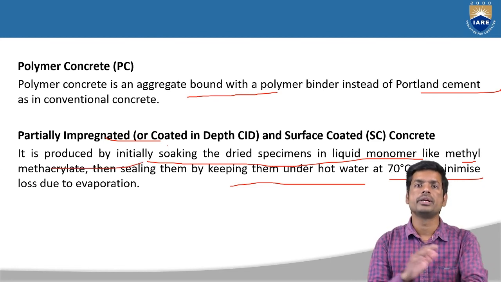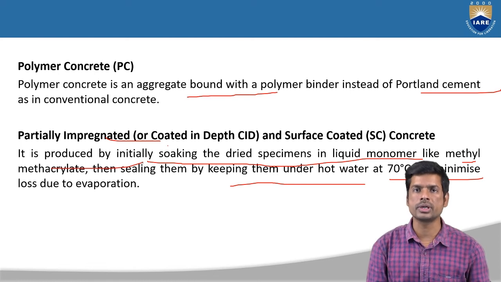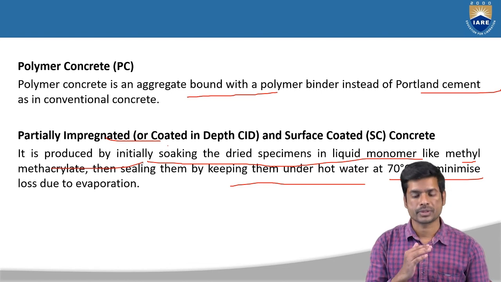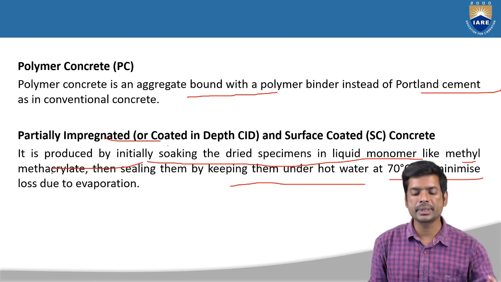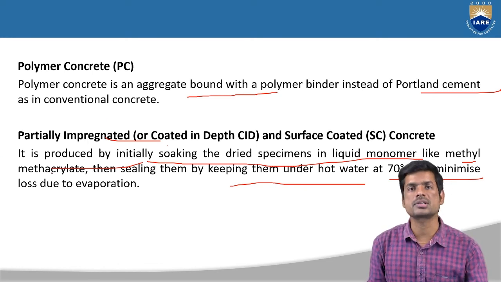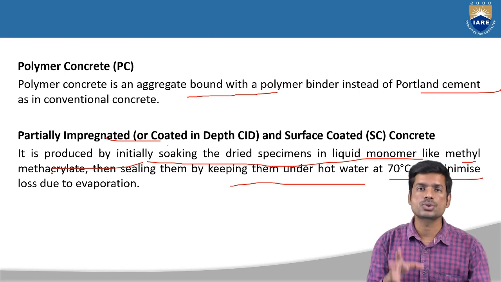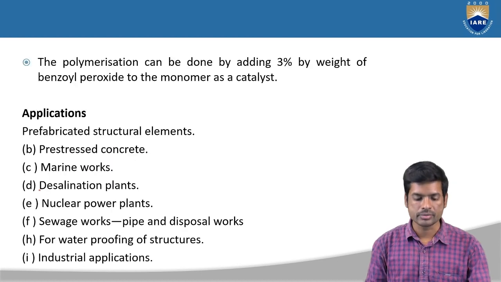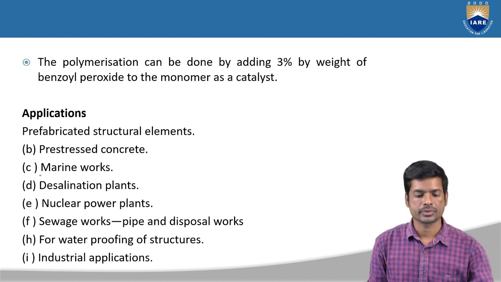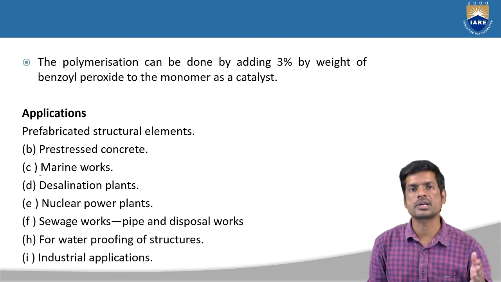Why are we going to seal this monomer-soaked concrete? To avoid the escape of monomers from the concrete material, we seal it in the hot water. So this is your partially impregnated or surface coated concrete, because after casting the concrete, we only soak it. We are not going to do any chemical reaction, and we are not going to diffuse by heating. We soak the concrete in the monomer liquid, and from that we get partially impregnated or surface coated concrete.